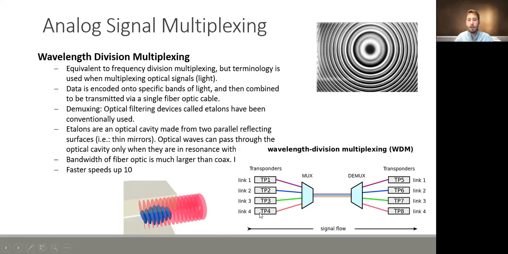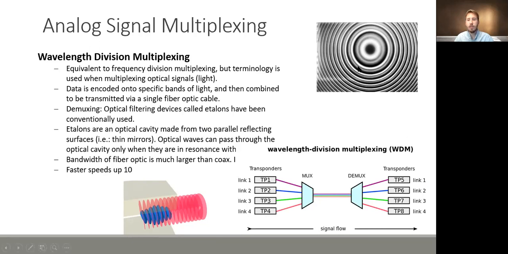So like I said, you've got different data lines, and these are different colors of light. Theoretically, this is infrared, so you're in high frequencies. I think we're talking like 1400 nanometers. The range varies, and then it's multiplexed on a single line. Your demultiplexing is typically done using a device called an etalon. Honestly, I don't know how to pronounce that.